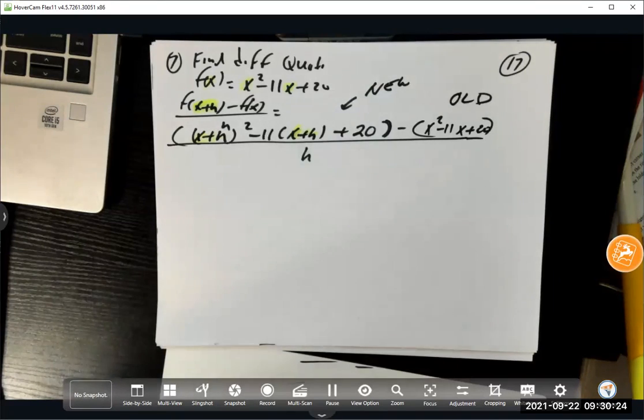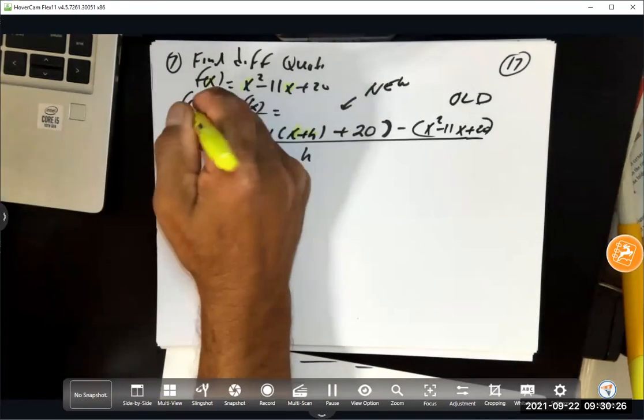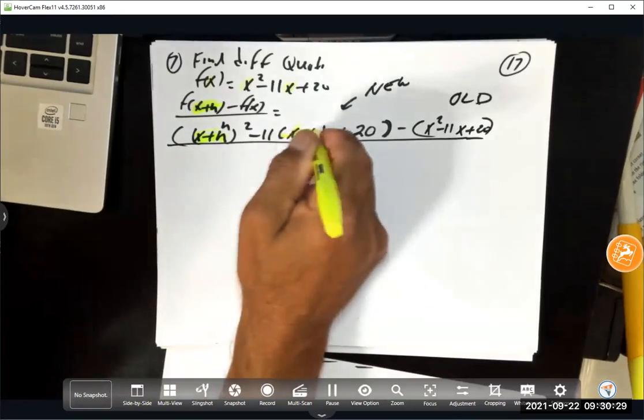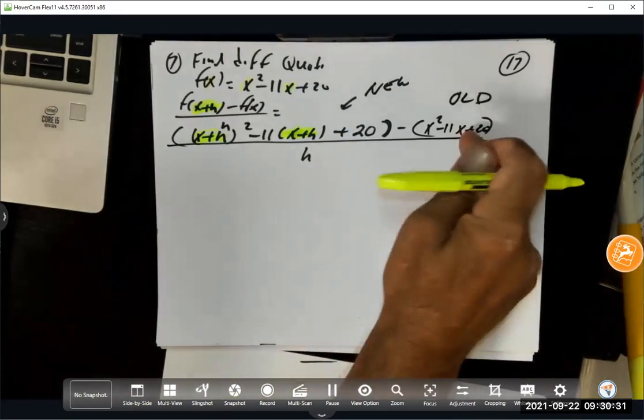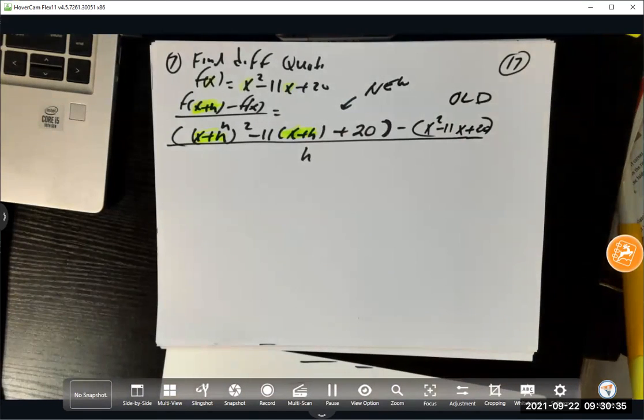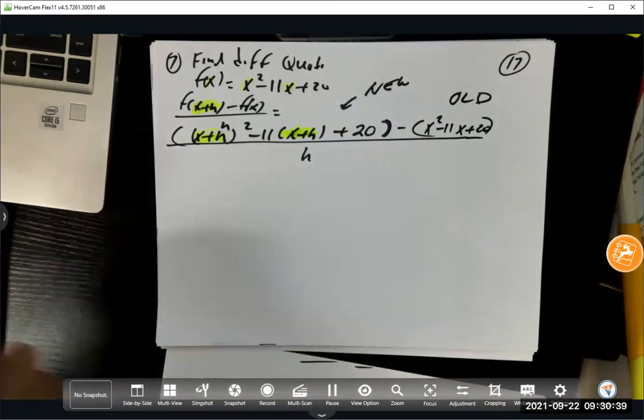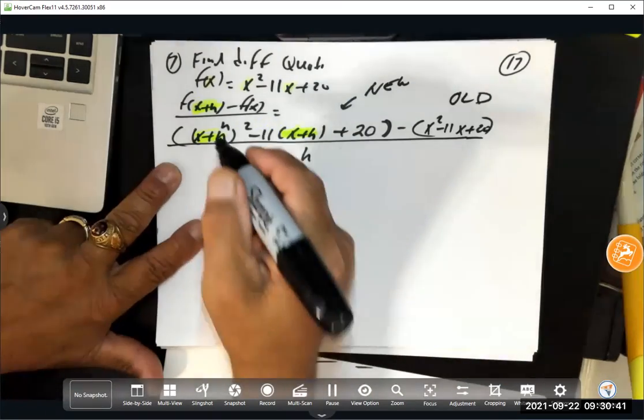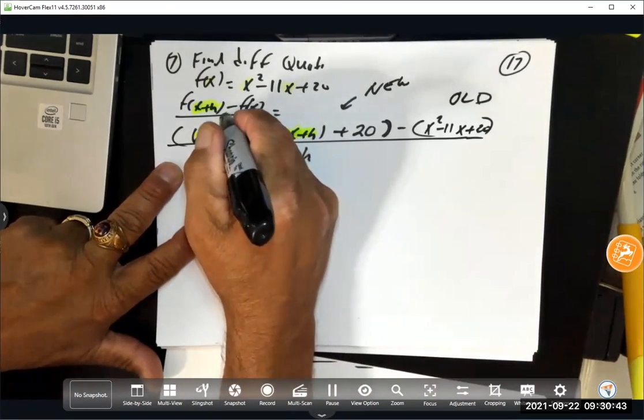Everybody okay? Right there with the new, hopefully. All right, so I got the old one, I got the new one. Everybody okay with step number 1? Yes. All right, so now we're gonna have to FOIL it, right? Remember the FOIL stuff? So this x plus h squared, what does that mean?